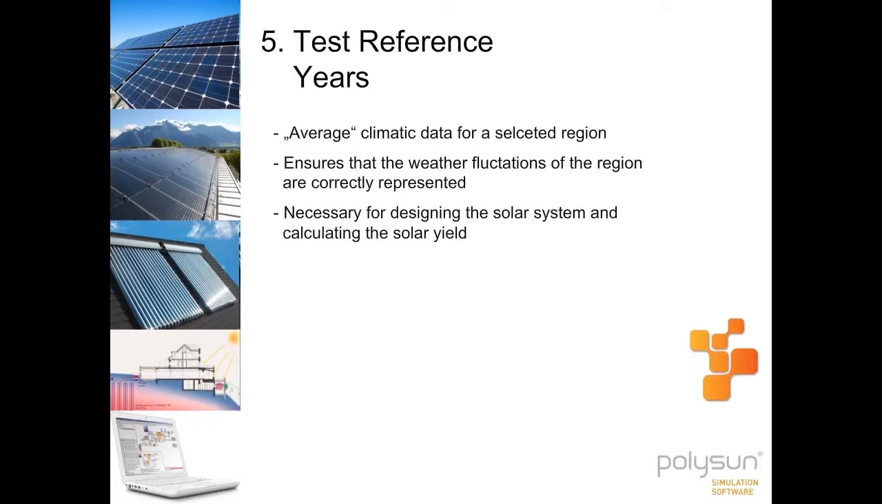Test reference years are generated by selecting time spans of measured climatic data from a number of measured years for one location in such a way that the long-term monthly averages of all climatic data for this location are matched. Using measured data ensures that the weather fluctuations of the region are correctly represented. Generating test reference years is very time-consuming and consequently they are often very expensive. They are necessary for designing the solar system and calculating the solar yield. In POLISON the weather data is automatically calculated by entering the location of the system.